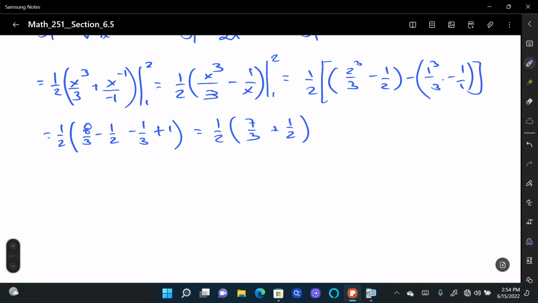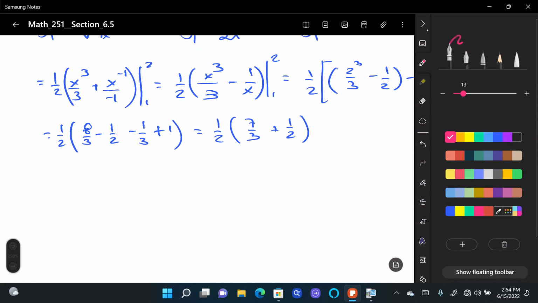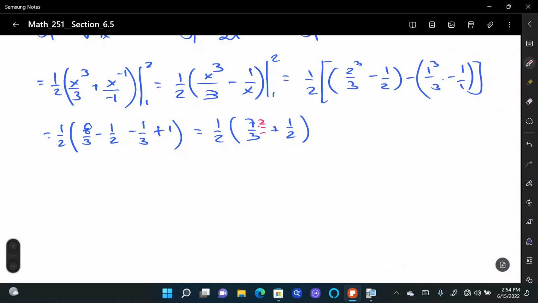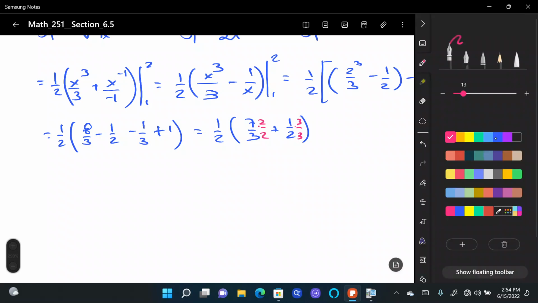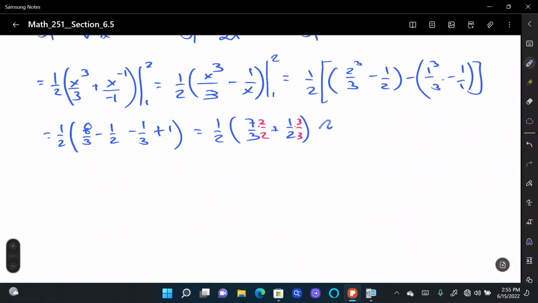And combining these two fractions together, LCDs. So I need a 2, I need a 2, I need a 3, and I need a 3. So this is 1/2, so that's 14/6 plus 3/6, so that's 17 over 6 times 1/2, which is 17 over 12. All right?